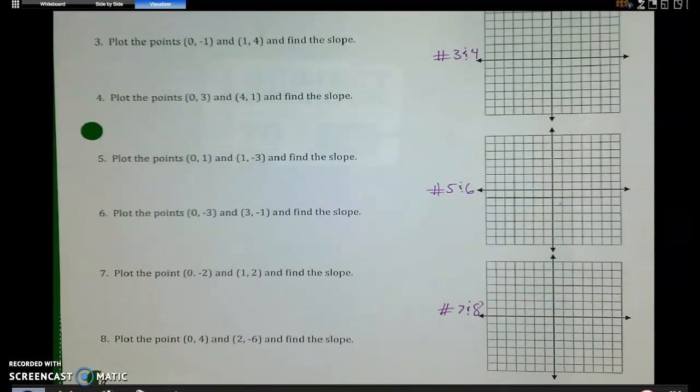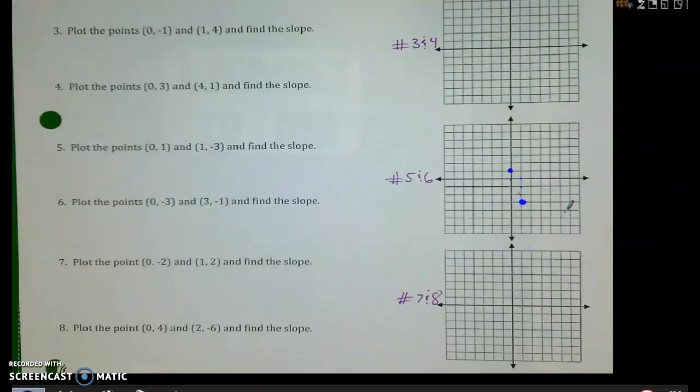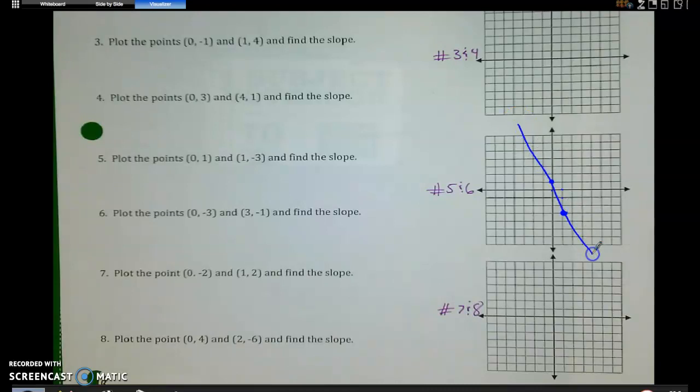Okay, let's go ahead and look at number 5. Plots are 0, 1. Okay, so 0 and then up 1. Okay, 1, negative 3. So go 1, negative 3 tells me down. 1, 2, 3. And connect my points. Then I'm going to find the slope. Okay, this one I can already tell that it's going downhill, so that's going to be a negative slope. So be careful with that one.